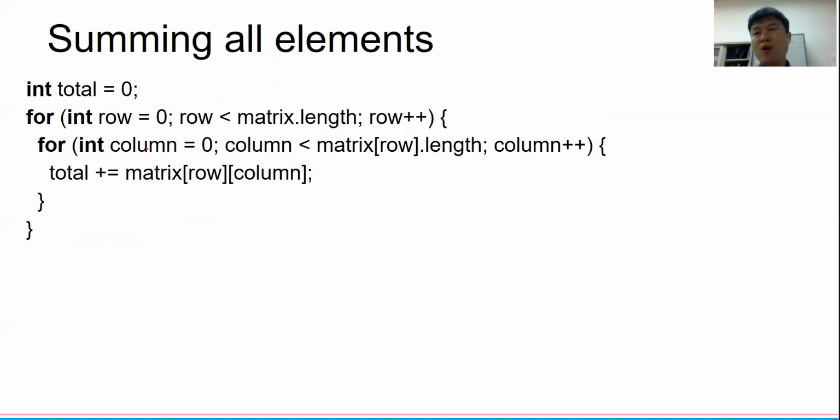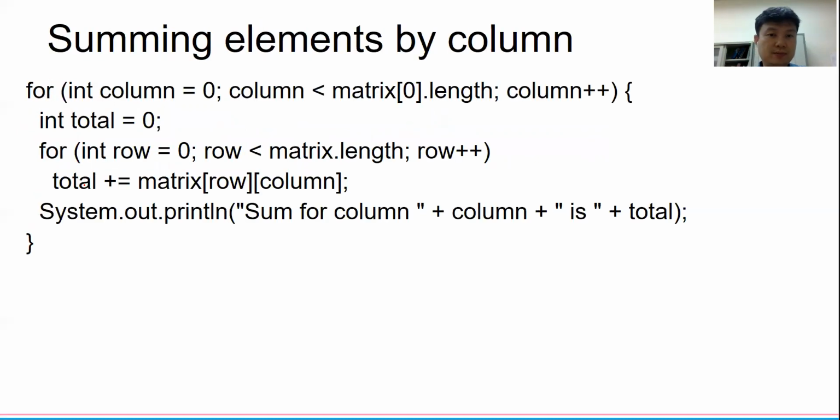If you want to sum all the array elements, how can you do that? You can just give one variable, total, and the total will start as 0. And for every element in the matrix, you just call matrix[row][column], and every element will be added into the variable total. Then you will get the total value.